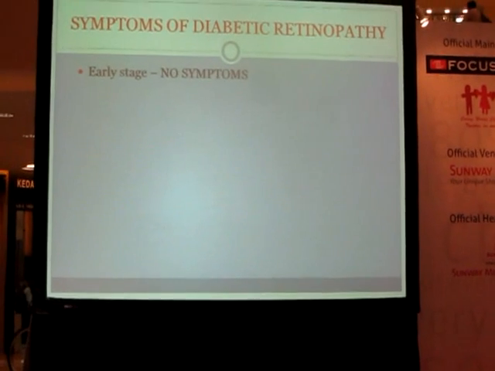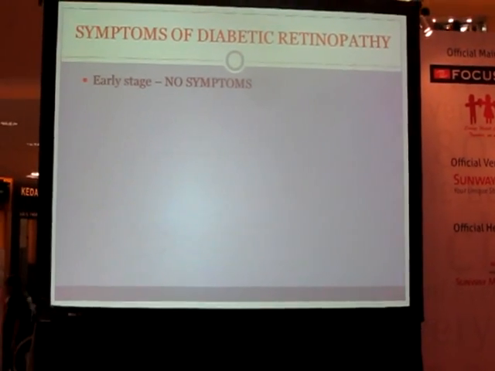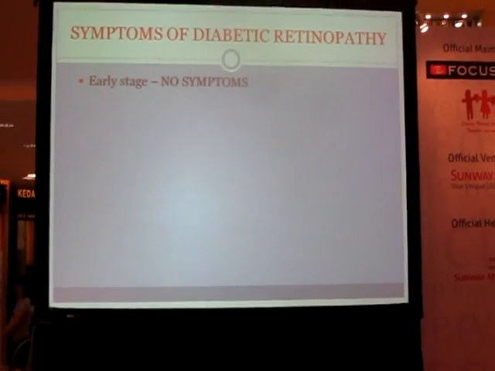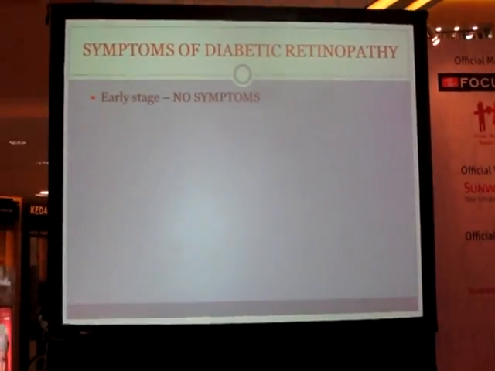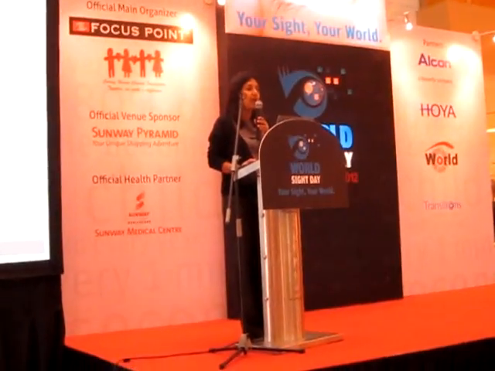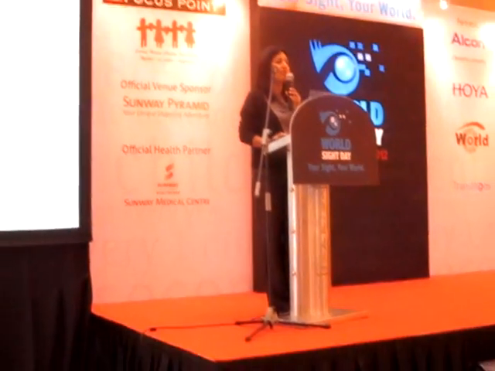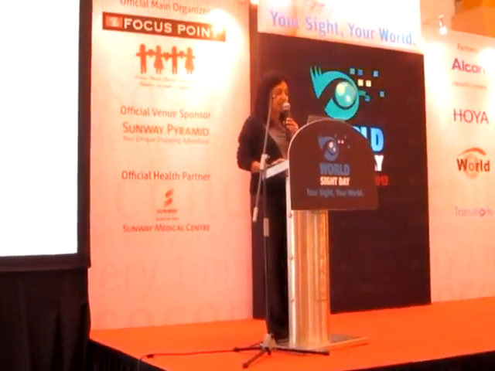So what are the symptoms? The first point that everyone should know is there can be no symptoms, and that's why it's very dangerous, because the person can feel perfectly normal, their vision is perfectly clear, but they may already have problems happening at the back of the eye in the retina.